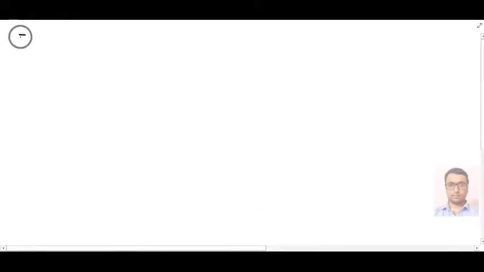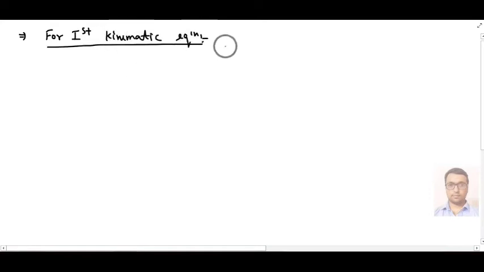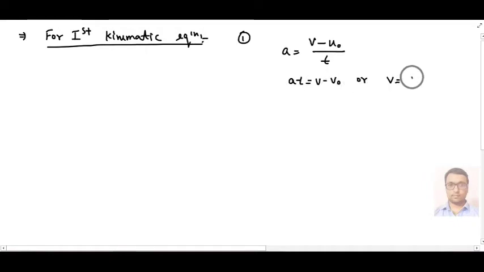Now for the first kinematic equation, we can say that acceleration is defined as final velocity minus initial velocity upon time taken. So from here you can write at equal to v minus v naught, or you can write v equal to v naught plus at. This is the first kinematic equation.